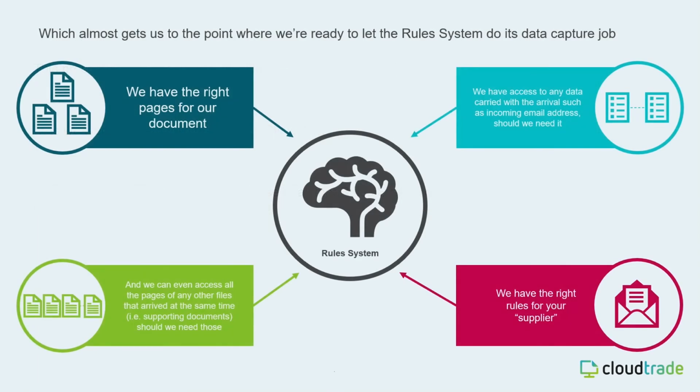Which almost gets us to the point where we're ready to let the rule system do its data capture job. We've got the right pages for the documents, we have access to any subsidiary information that might have arrived with the email, we can access the pages of the other attachments that came with it as well, and we have identified who the sender is, and we therefore focused onto the right rules for that supplier.